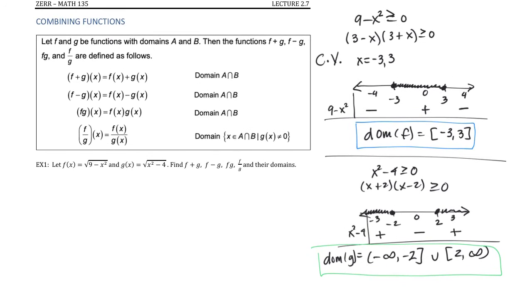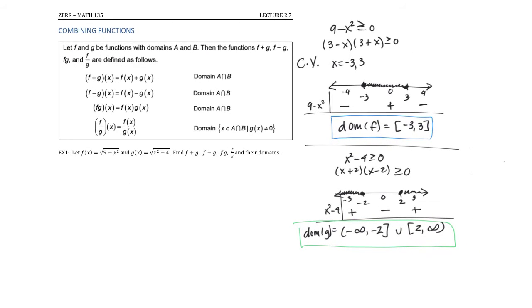Okay, now when I am combining these functions, so for example, if I'm supposed to find f plus g, that's not all that hard. We just take the f function and add the g function, the square root of x squared minus 4. The domain is trickier though, because the domain says we need to have the domains be true for both f and g at the same time. So let's look and see what that would look like.